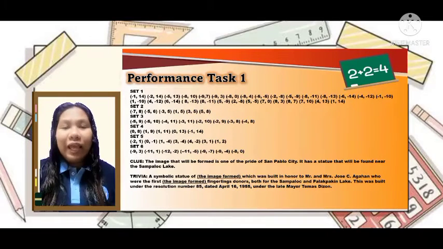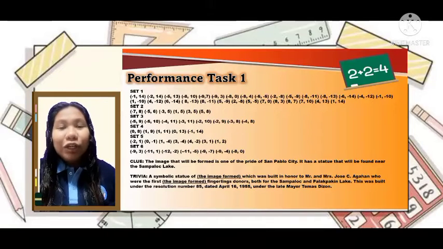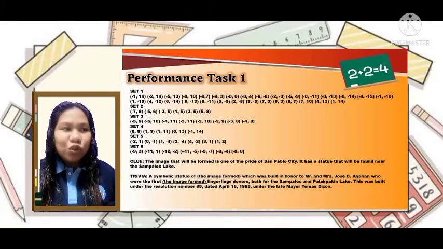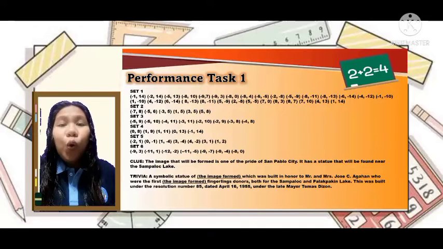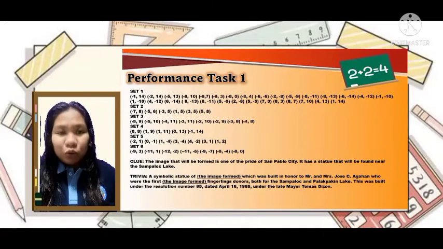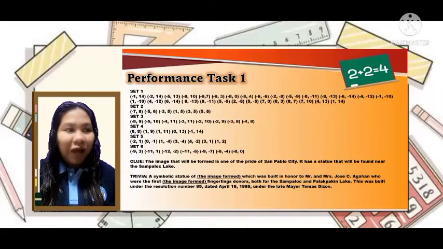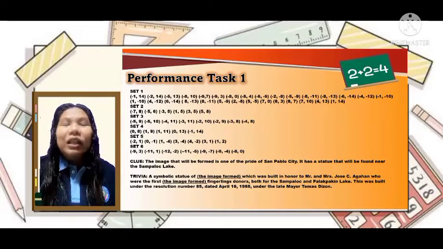For the clue, the image that will be formed is one of the prides of San Pablo City. It has a statue that can be found near Sampaloc Lake. And for the trivia of that figure, it is a symbolic statue built in honor of Mr. and Mrs. Jose C. Agahan, who were the first fingerlings donors for both Sampaloc and Palakpakin Lake. This was built under Resolution 85 dated April 16, 1955 under the late Mayor Thomas Dizon.